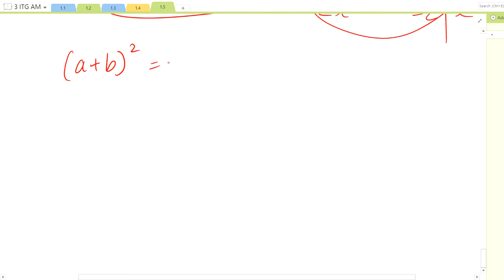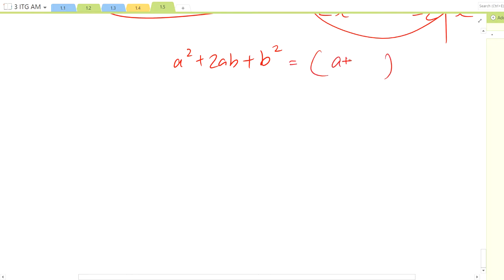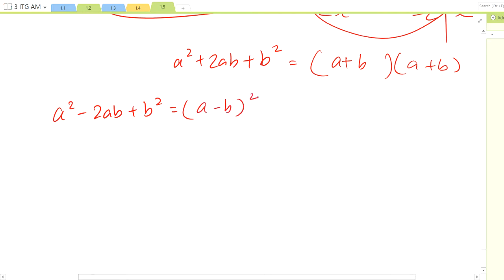Do you memorize this? If I give you this, can you tell me what it is equal to? A plus B, right? So this is factorization, and then we simply square it. What about a square minus 2ab plus b square? What is this equal to? What about a square minus b square? Okay, very good. So you see that you are able to factorize them straight away.